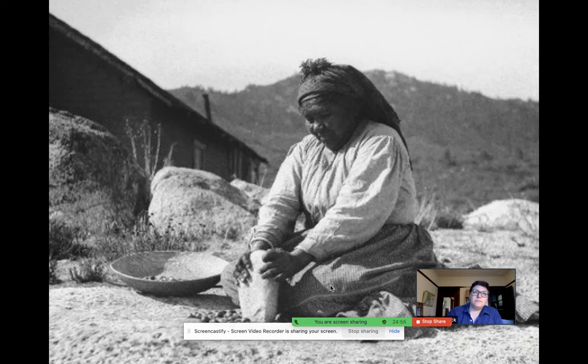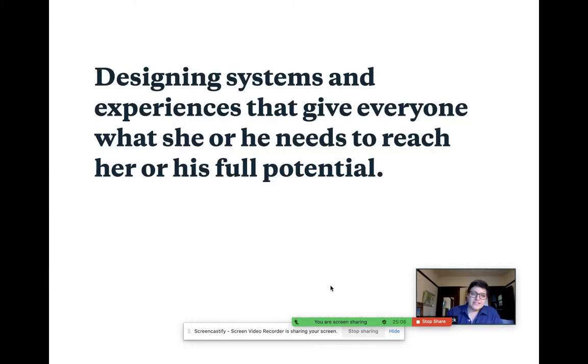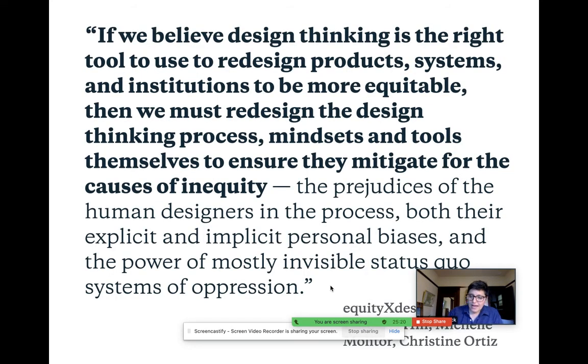really understanding deeply who you're serving and engaging them in the process of making decisions about what they need to have better outcomes. So designing systems and experiences that give everyone what she or he needs or they need to reach her or his or their full potential. And this comes from a group of consultants who specifically work on equity-based projects.